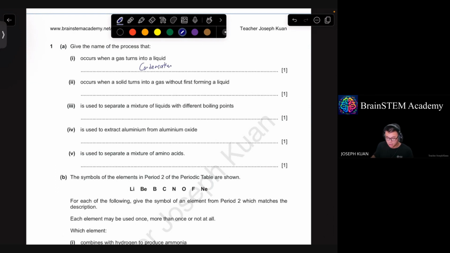Next question, occurs when a solid turns into a gas without first forming a liquid. There will actually just be sublimation. Give me a moment. Sublimation.